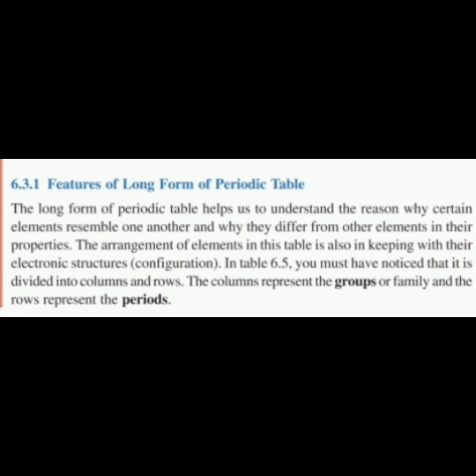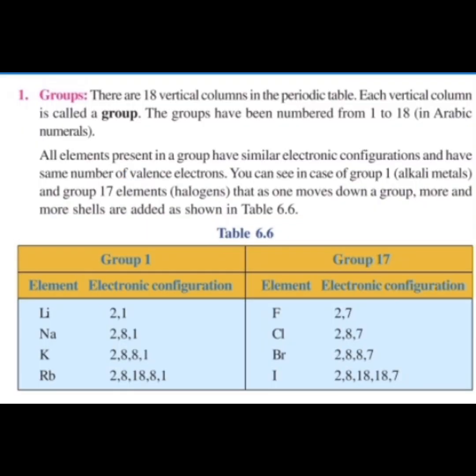First, groups. There are 18 vertical groups, columns, in the periodic table. Every vertical column is called a group. The groups have been numbered from 1 to 18 in Arabic numerals. So you can find 18 vertical columns in the periodic table, and they are called groups.